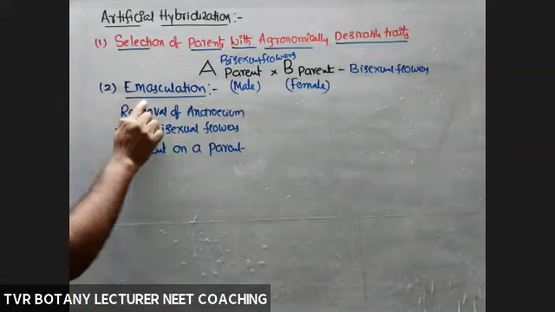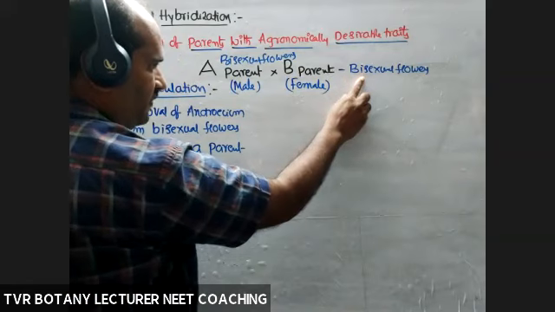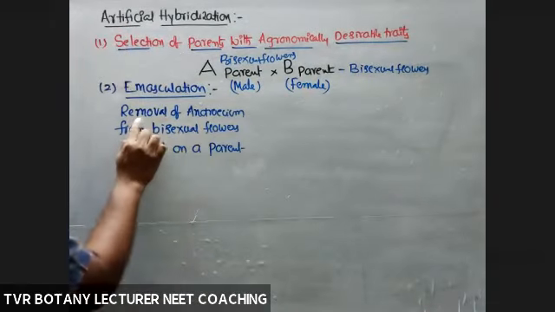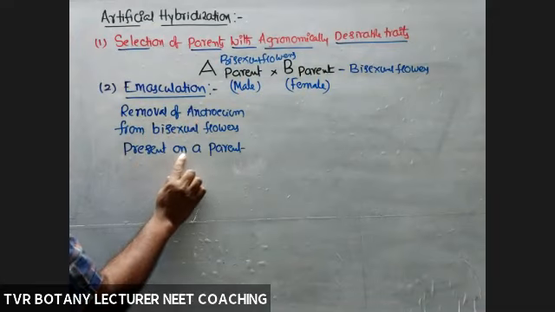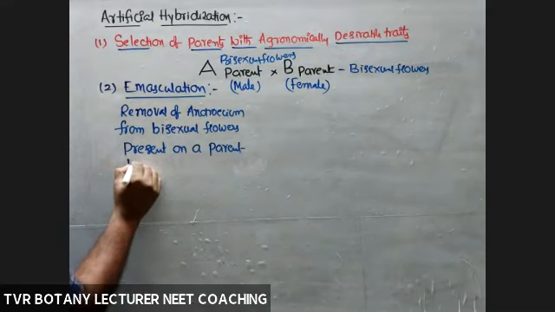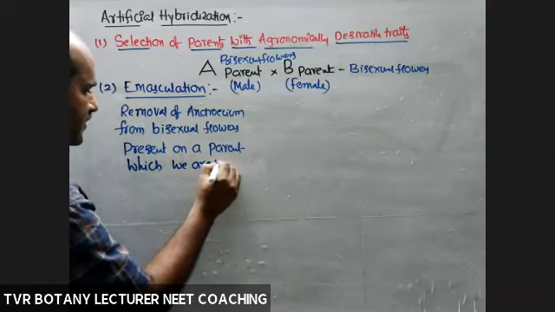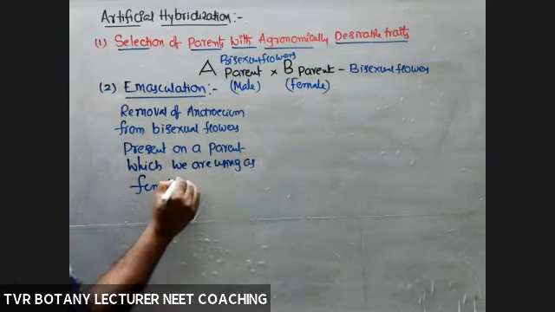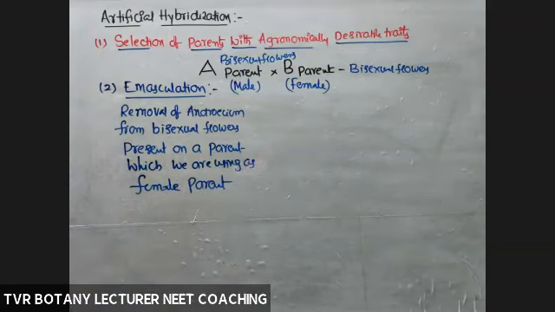So here, emasculation is required in the bisexual flowers of a parent, any one of the parents. Here I'm taking this one. So removal of androecium from bisexual flowers present on a parent which we are using as a female parent. Yes, this concept is very, very important.